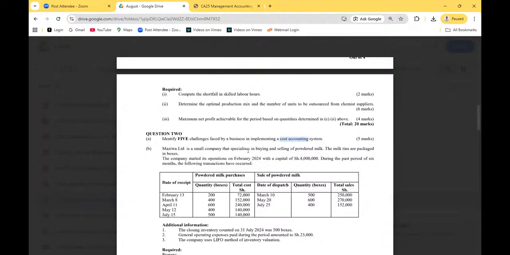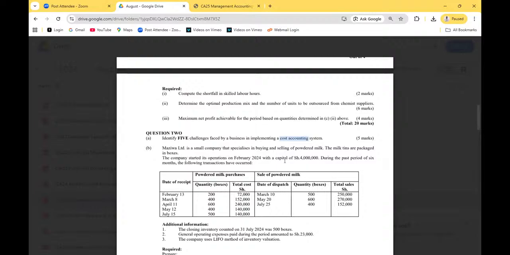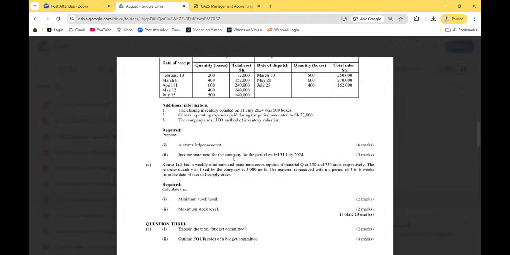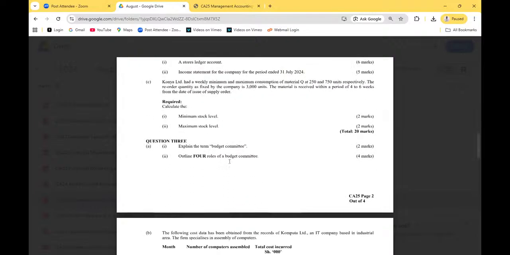Yeah, so we have so many. Imagine you are only required to give 5. I've mentioned about 6 or 7. They only need to give 5. Then what else do we have here?